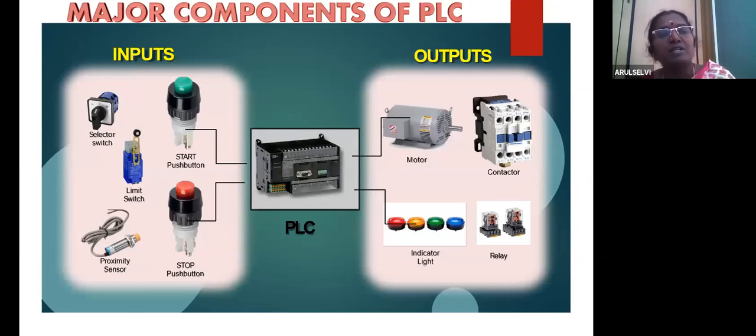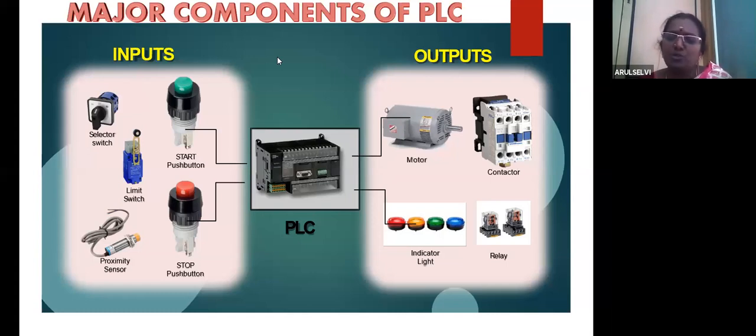Here you can see the devices, input devices like start button, stop button, sensor, proximity sensor, any type of sensor, optical sensor also. If a bottle is moving, you need to sense its presence and absence. That is called an optical sensor. You need to use an optical sensor. And if a metal object is moving, you have to check its presence, and with an induction type of sensor, that is a proximity sensor, you can check the presence and absence of a metal or metallic object, for which you need a proximity sensor.